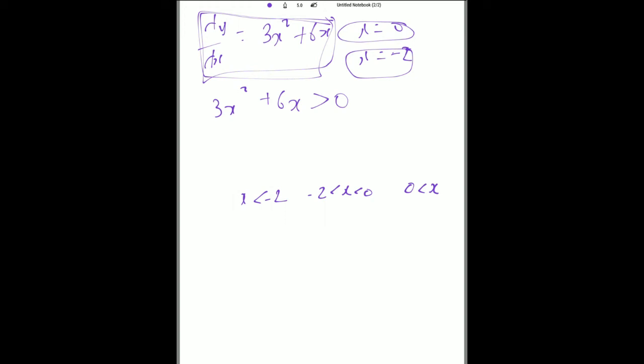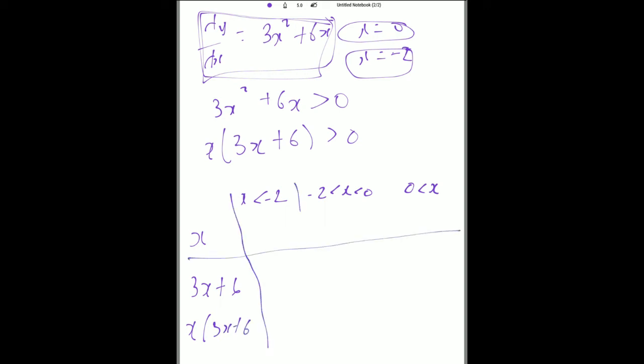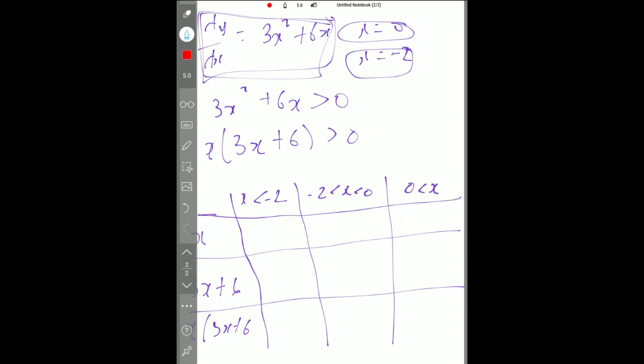So let's factorize this a bit more. Let's take out the x, leaving us with 3x plus 6, which is greater than 0. So we're going to be having x, 3x plus 6, and the product of x and 3x plus 6, right? So this is how we're going to be exploiting these properties now. So how do we use this table now?